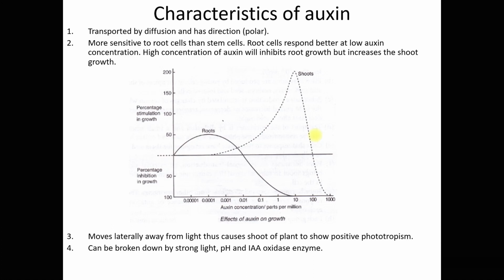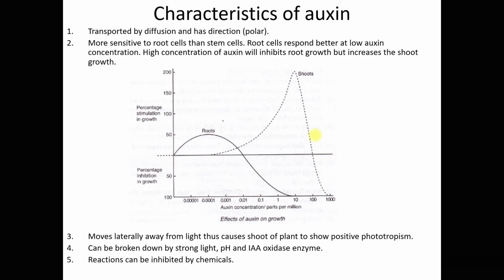So meaning to say, when the shoot grows towards the sunlight, when the shoot shows positive phototropism, the part of the shoot that is exposed to the sunlight lacks auxin. We are talking about the same shoot that has two parts: the part exposed to the sunlight and the part that is not exposed to the sunlight. That part has a higher concentration of auxin. So it can be broken down by strong light, pH, and IAA oxidase enzyme.